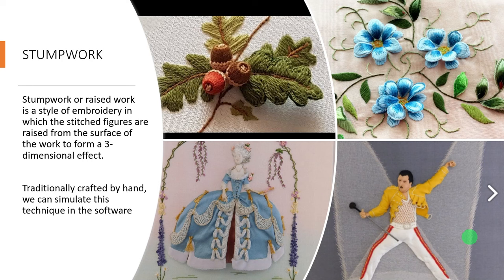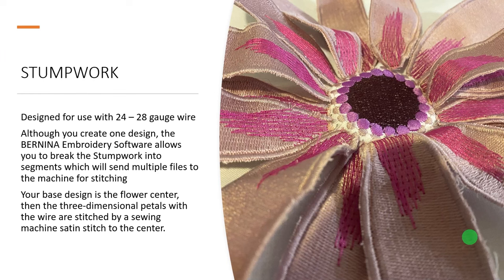Now, Marie Antoinette and Freddie Mercury, these are more applique-esque, but they teeter on stumpwork because there is a level of stuffing that's gone into Marie Antoinette's dress, as well as the little Freddie Mercury character. Stumpwork on our embroidery machine is a little bit different than some of the other Stumpwork that you might find with a Google search.